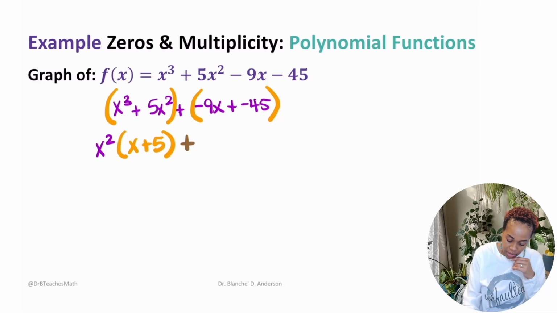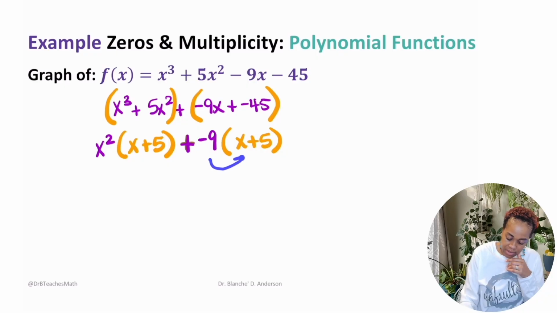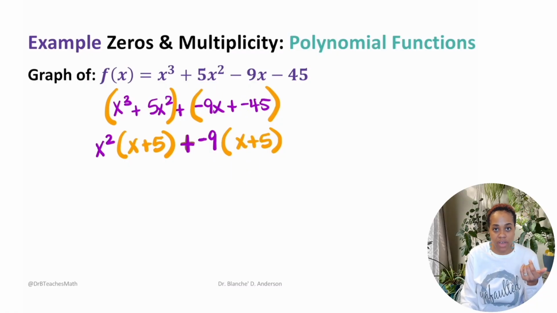So I am hoping that this other side over here is also x plus 5, right? And it looks like it's going to work out. I can factor out a -9. And when you do that, a -9 times x is the minus 9x. And then a -9 times 5 is the minus 45. See how that works? So it worked out in our favor.